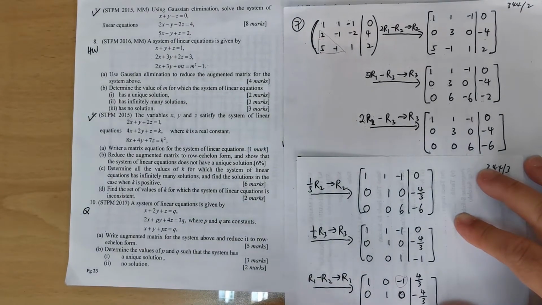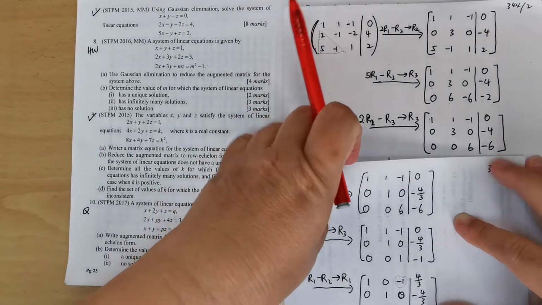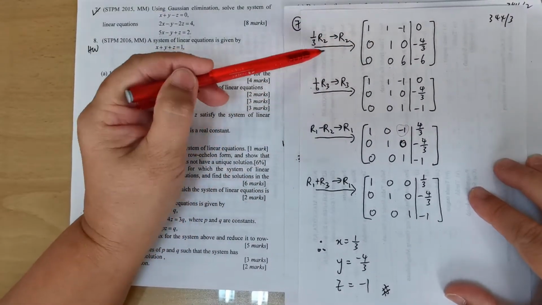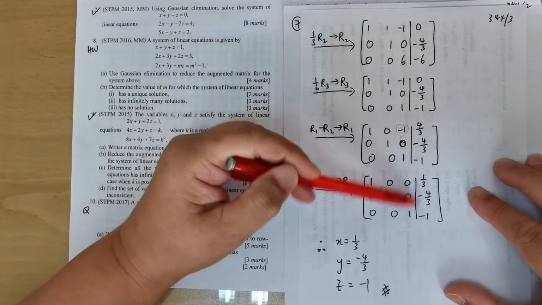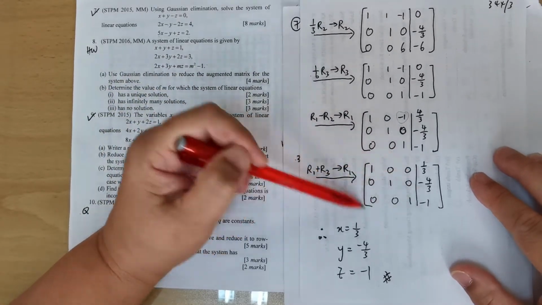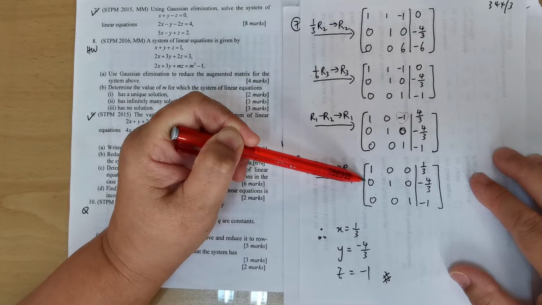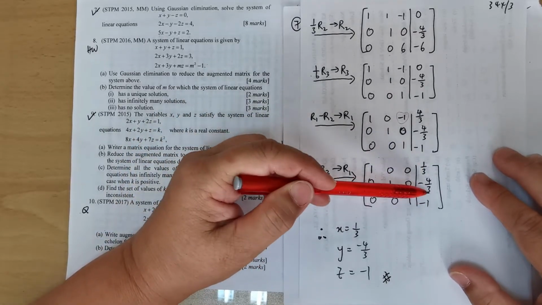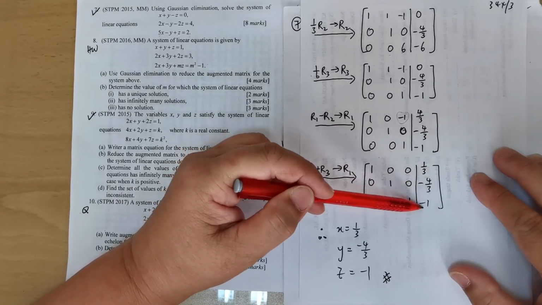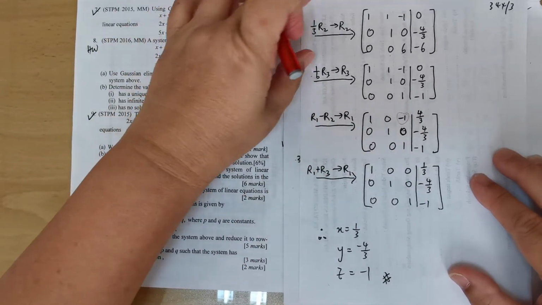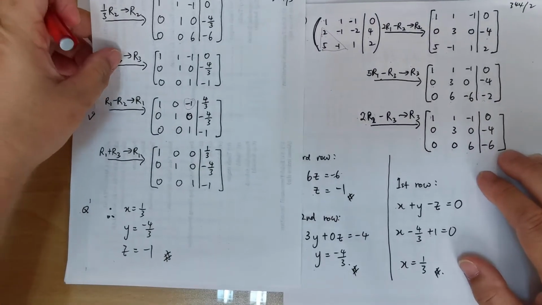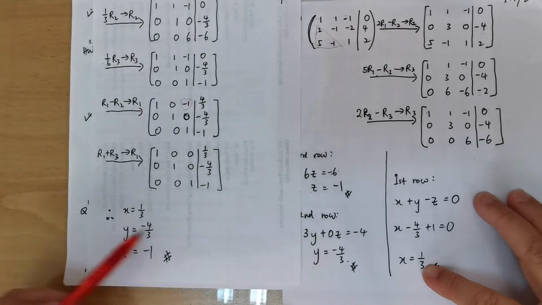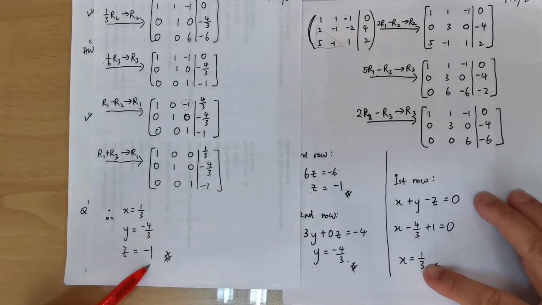So your x equals 1/3. Can see. Sorry. So just now, as I said, we reduce until we get the identity. Alright? Then when the left-hand side becomes the identity, the right-hand side will be your solution. So this is your x, this is your y, this is your z. Same as just now, right? You see? Just now also we got x equals 1/3, y equals -4/3, and z equals -1.